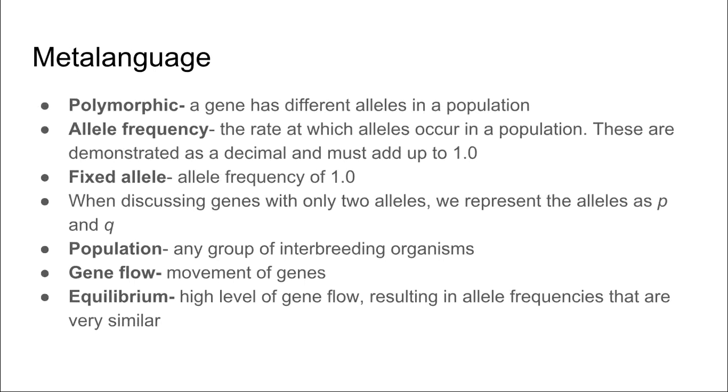So again, lots of metalanguage in this video. The first one is polymorphic, and that's when a gene has different alleles in a population. Allele frequency is the rate at which alleles occur in a population, and within the population, this must add up to 1.0. A fixed allele has a frequency of 1.0, and when we discuss genes in this video today and in some of the examples, we usually represent these alleles as P and Q. When we talk about a population, it's any group of interbreeding organisms. Gene flow is the movement of genes, and equilibrium is the high level of gene flow, resulting in allele frequencies that are very similar.